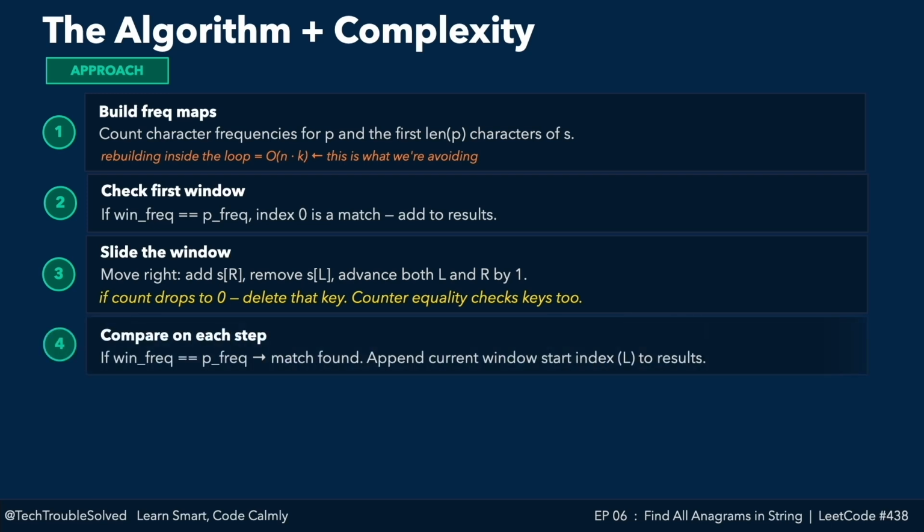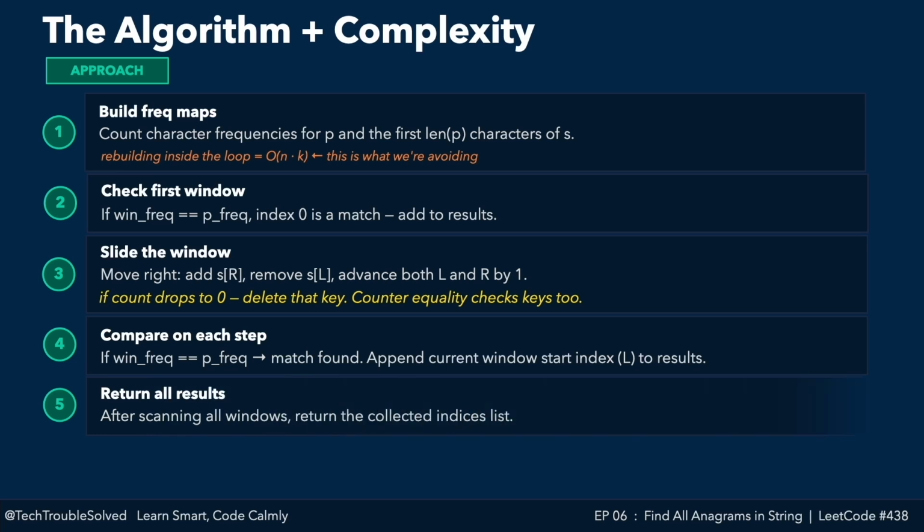Decision 4. Compare after every single slide. After every slide, one comparison. Maps equal, append the start index. Not sometimes, not when you feel like it. Every step. That's how you guarantee you don't miss any match.